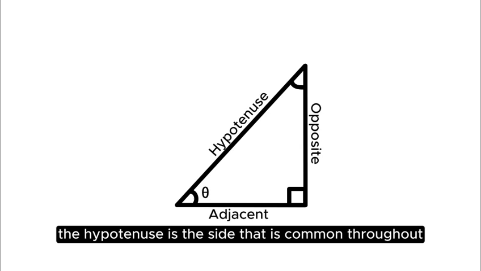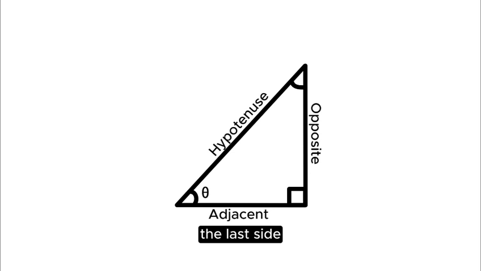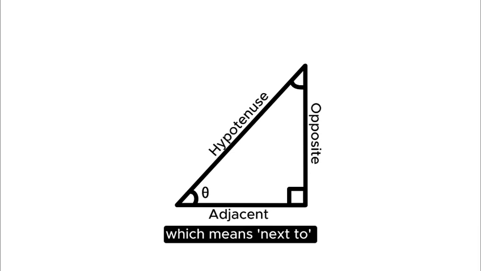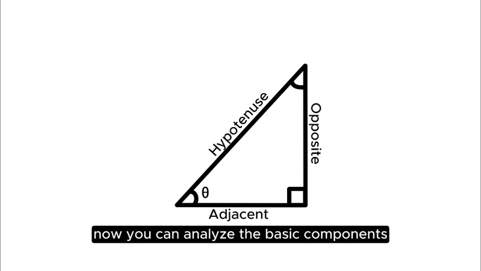The hypotenuse is the side that is common throughout all right-angled triangles. It is the longest side, the slanted one. The side opposite to theta on the other side is the opposite. The last side next to theta is the adjacent, which means next to. Now, you can analyze the basic components.